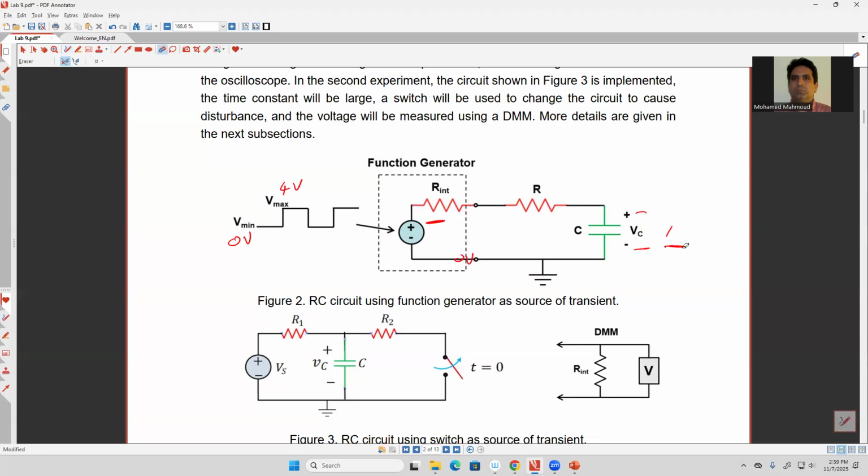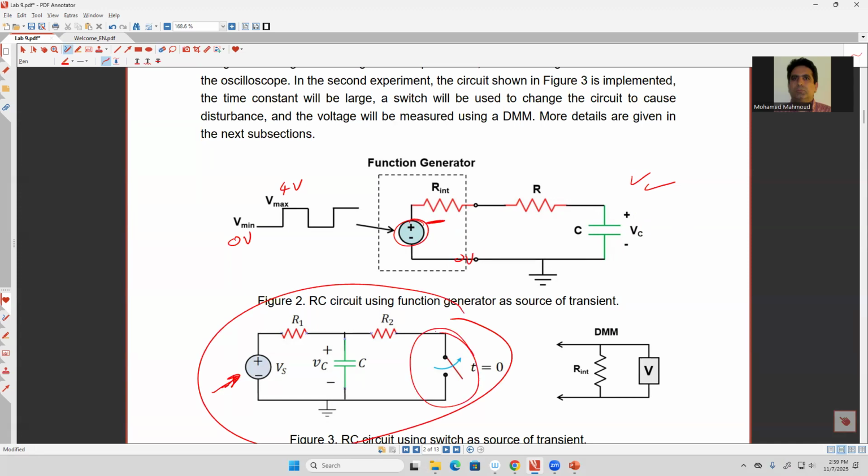So again, in the first circuit, the circuit you are seeing here, we're going to make the disturbance by changing the voltage of the source. In the second one, as you see, I'm not going to change the source, but I'm going to make the disturbance by changing the configuration or the connection of the circuit, so by opening a switch or closing a switch. So let's start with the first one first.